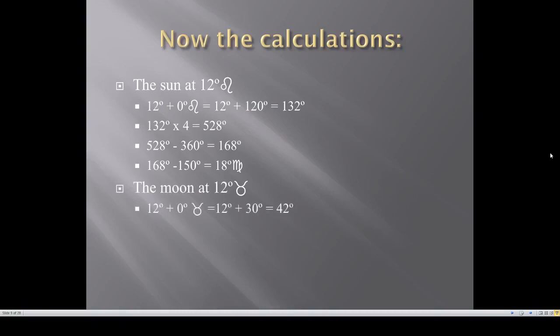So again, we separate 12 degrees from 0 degrees Taurus. We add 12 degrees to 30 degrees, because that's where 0 degrees Taurus starts, and we come up with 42 degrees. We multiply by 4, we get 168 degrees, and then we can translate that 168 degrees into 18 Virgo.